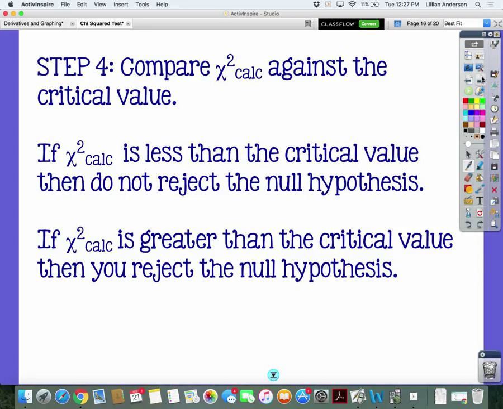The last step, you have to compare the chi-squared calc statistic, the number that you got, against the critical value. If the chi-squared number is less than the critical value, then you do not reject the null hypothesis. You do not reject it. In other words, you accept it. Whatever you stated for your null hypothesis, then that is true. But if it's greater, then you reject it. Okay, in other words, whatever we stated as the null hypothesis at the very beginning, that is not true. Okay, you reject it. All right?